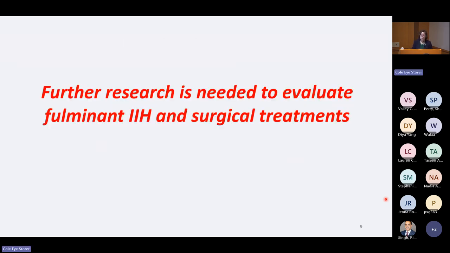So importantly here, further research is needed to evaluate fulminant IH and its surgical treatment options, because again, currently we're using that case series to guide our clinical practice.